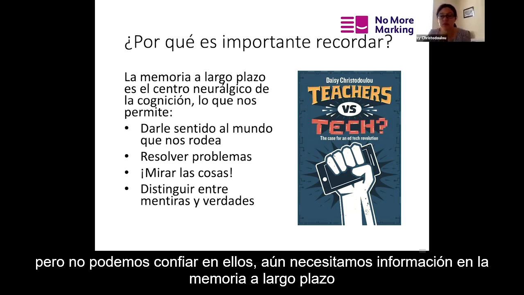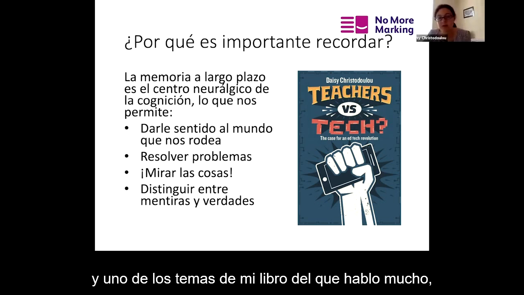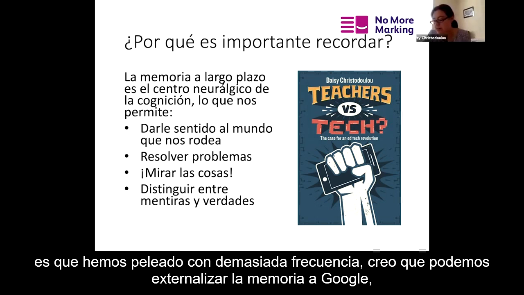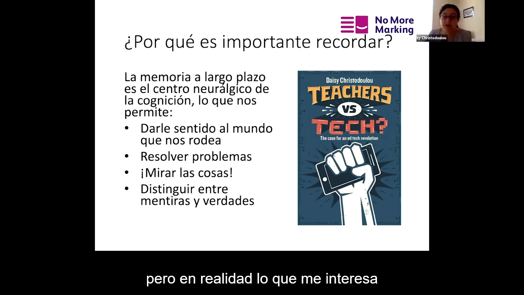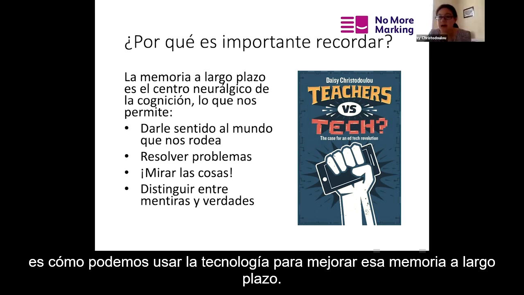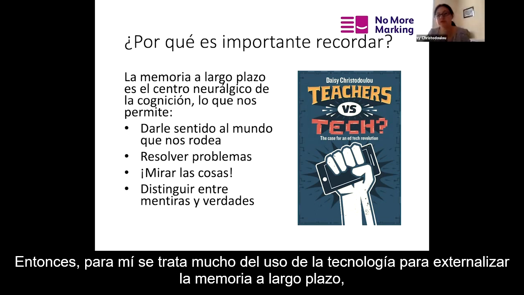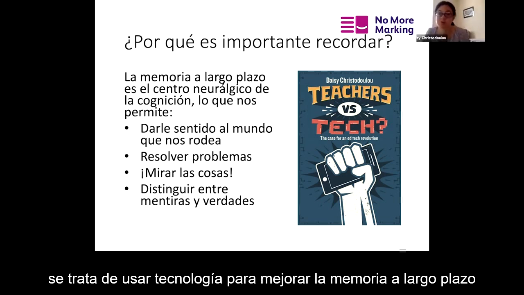We still need information in long-term memory. And one of the themes of my book that I talk about a lot is that we've thought too often, I think, that we can outsource memory to Google, that we don't need facts in long-term memory because we've got smartphones. But actually, what I'm interested in is how can we use technology to improve our long-term memory? So for me, it's not about using technology to outsource long-term memory. It's about using technology to improve long-term memory.